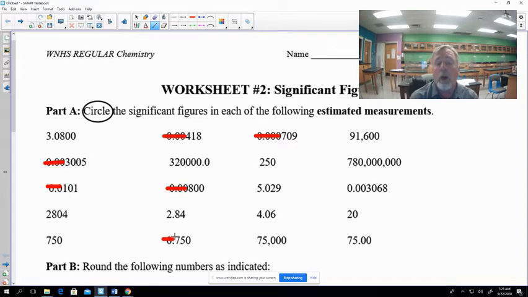Okay. Now this crossing out is helpful if you're just trying to figure out how many significant figures you have. But be careful. Don't confuse that. Those zeros are still there when you're doing any multiplications, so you still need them for that.